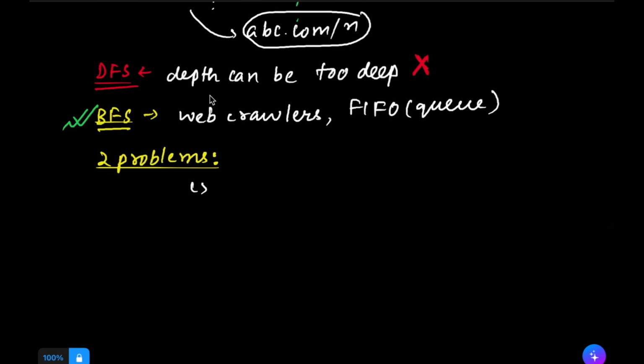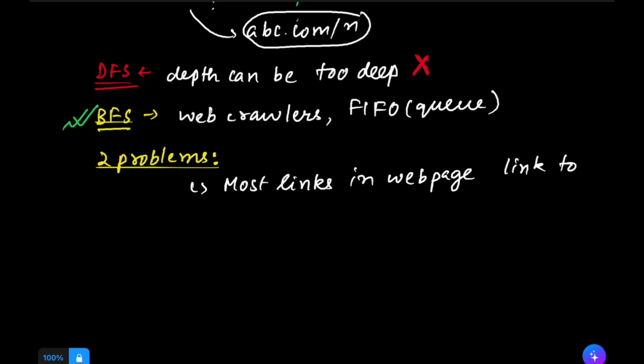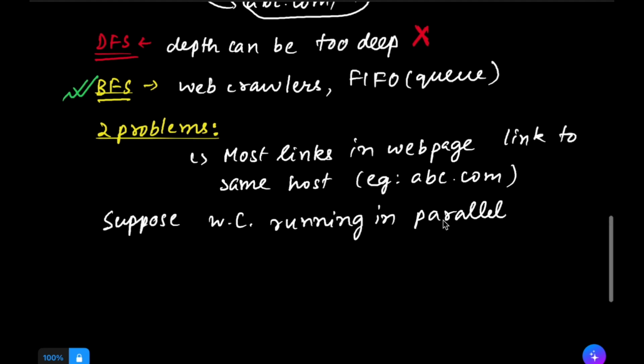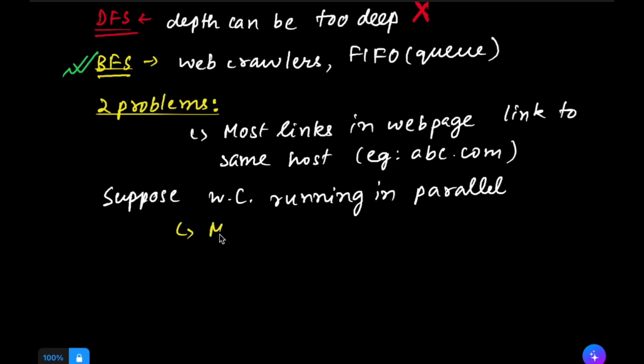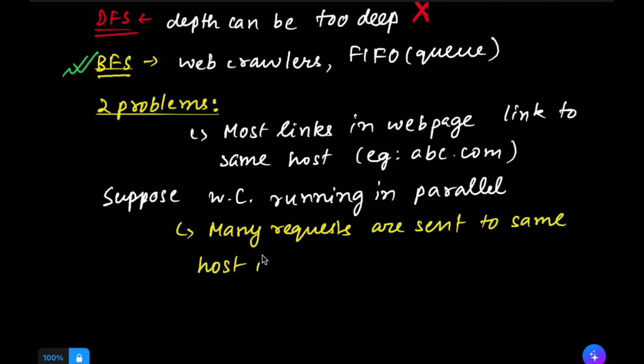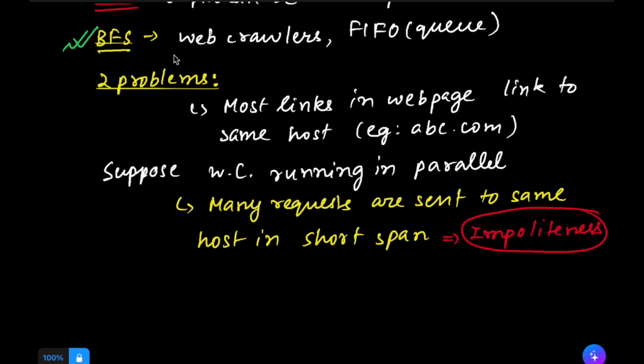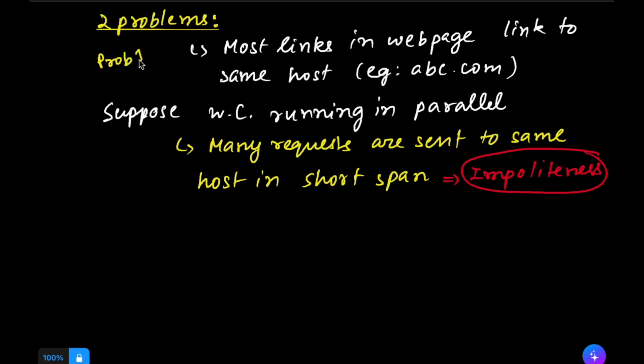So I'll write down the current situation. Most links in a web page link to the same host. In our case, this was abc.com. Suppose the web crawlers are running in parallel, processing the links in parallel as they have been scheduled. What might happen is that many requests are sent to the same host in a short span, right? And this is not favorable. This is called impoliteness. This is one of the drawbacks of following this simple BFS method. So this is problem 1.